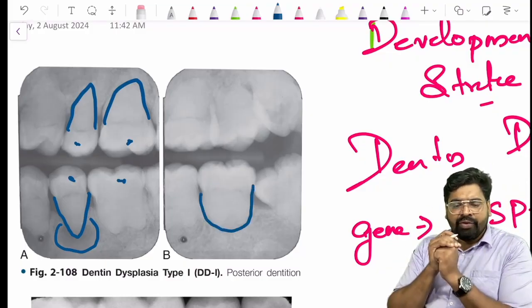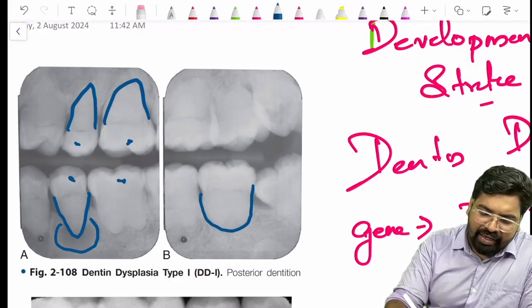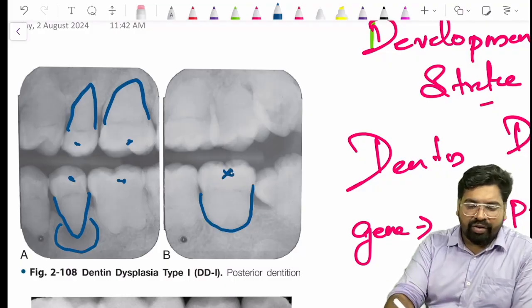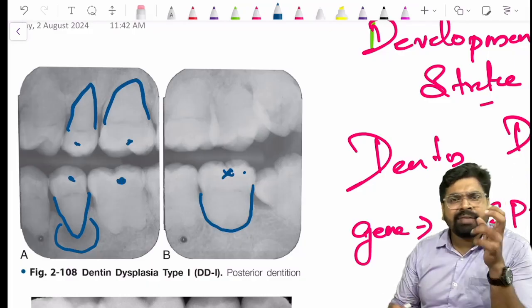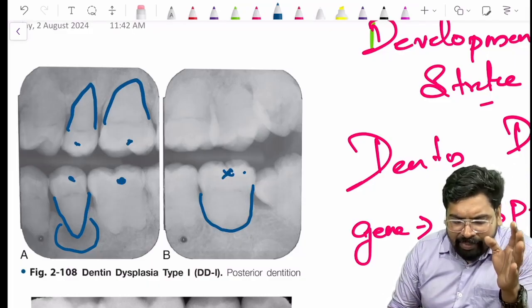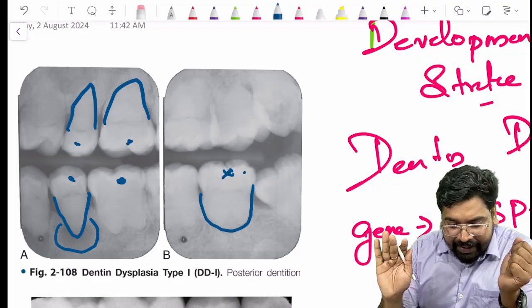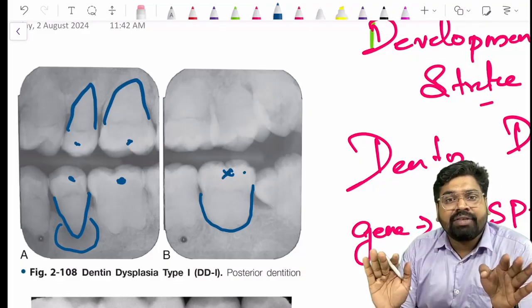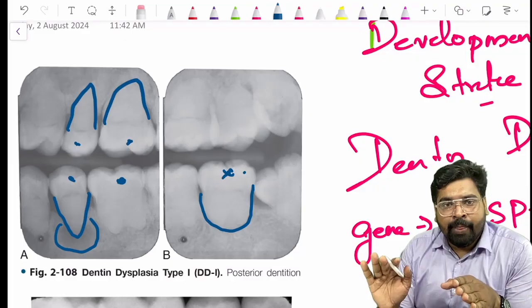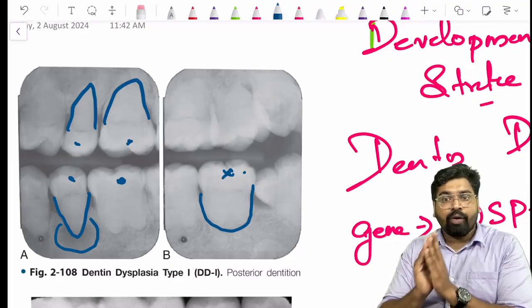And one thing you see here, there are no canals. Just concentrate on this tooth: where is the pulpal cavity? Can you identify the pulpal cavity? We cannot identify it. It is completely radiopaque in that area. The pulp chamber is missing, completely obliterated.